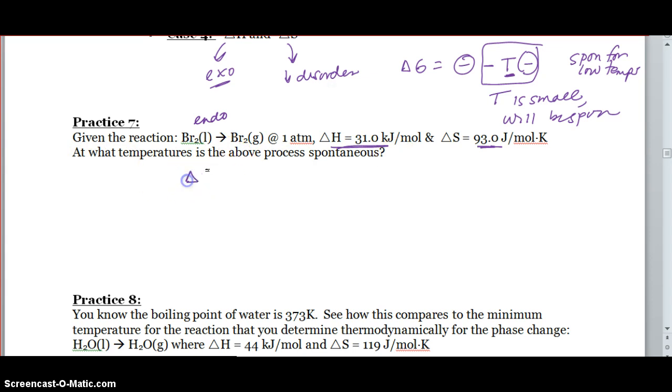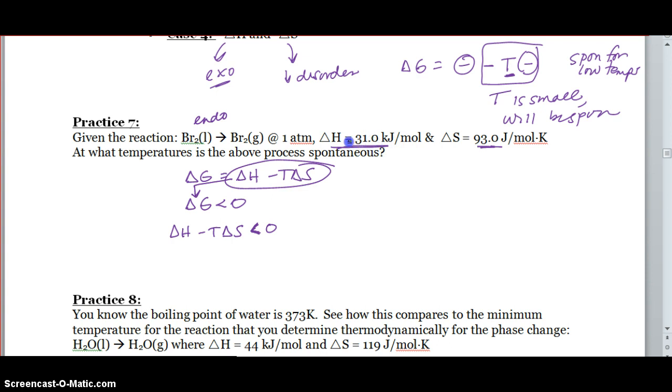Alright, so if we have delta G is equal to delta H minus T delta S, if we want it to be spontaneous, we want delta G to be less than 0. So we can take this and substitute in. So we want delta H minus T delta S to be less than 0. So you will actually use inequalities that you learned in either Algebra 2 or Pre-Cal.